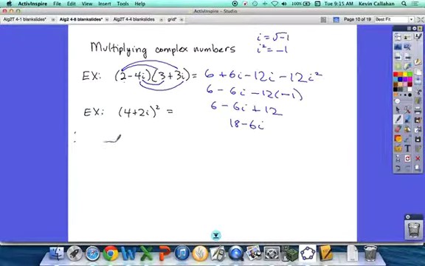Should be, did you get it? 12 plus 16i. That is what you should be getting. 12 plus 16i.